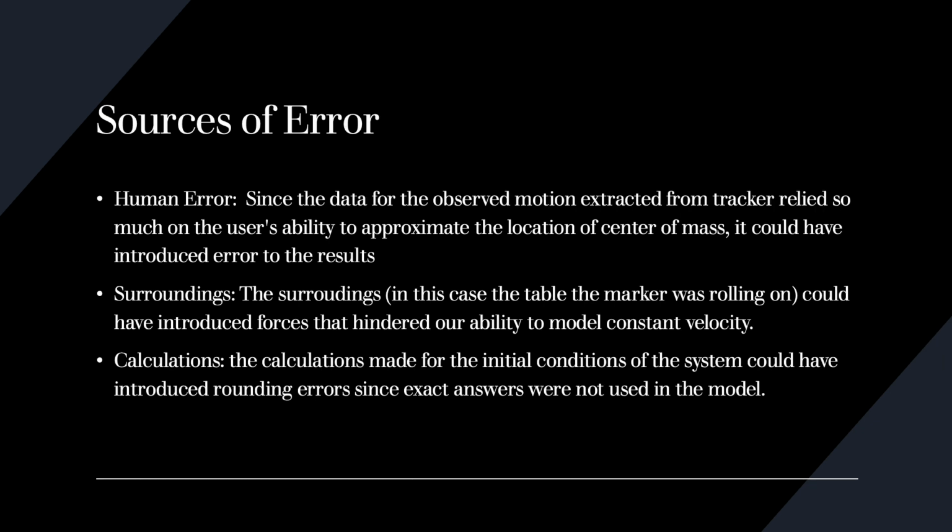Now let's talk about sources of error in this lab. First was human error. Since the data for the observed motion extracted from Tracker relied so much on the user's ability to approximate the location of the center of mass, it could have introduced error to the results. The surroundings, in this case the table the marker was rolling on, could have introduced forces that hindered our ability to model constant velocity. Finally, the calculations made for the initial conditions of the system could have introduced rounding errors since exact answers were not used in the model.